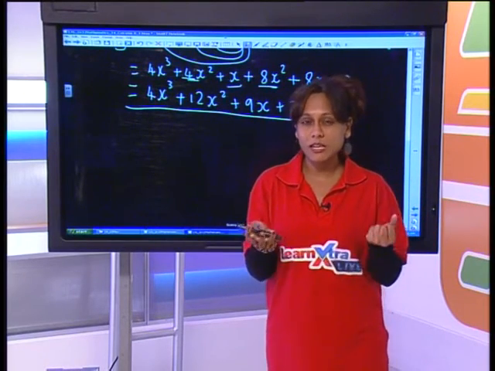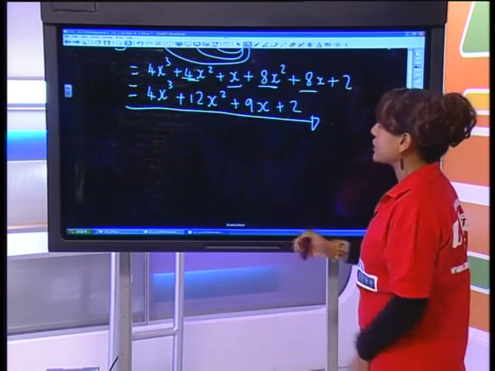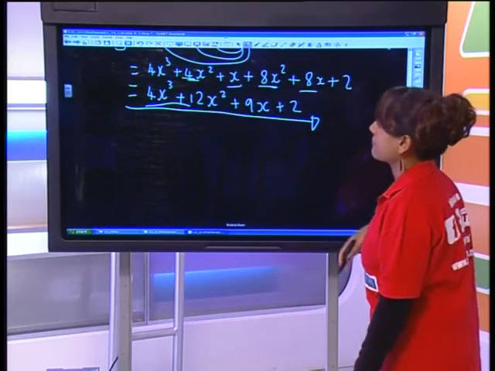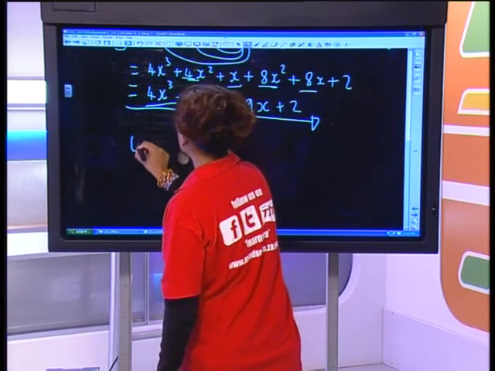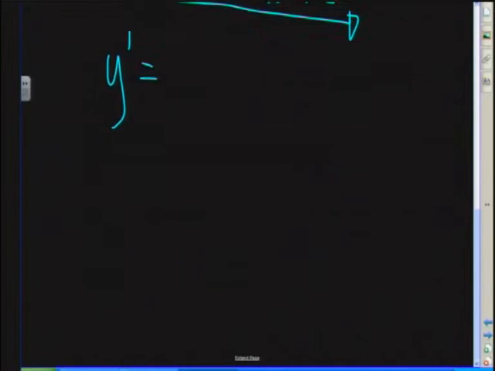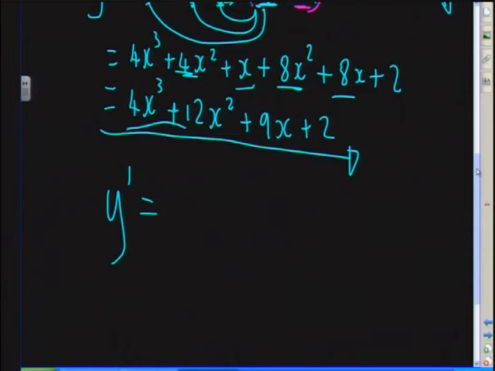Hopefully you all realize by now that to find the gradient of the curve, you derive. So what I'm going to do is derive this expression, and that's going to give me the gradient of the curve. So using the power rule, remember if you guys are getting confused with the power rule because you haven't done it, you will eventually get there at school. But it's the quicker way to derive without using first principles.